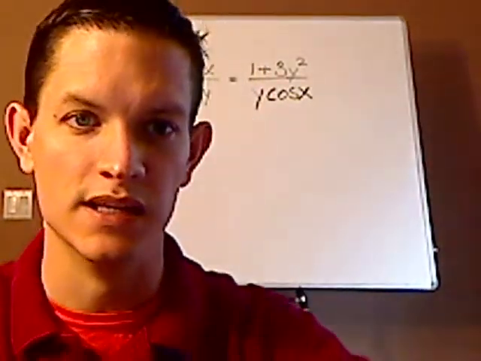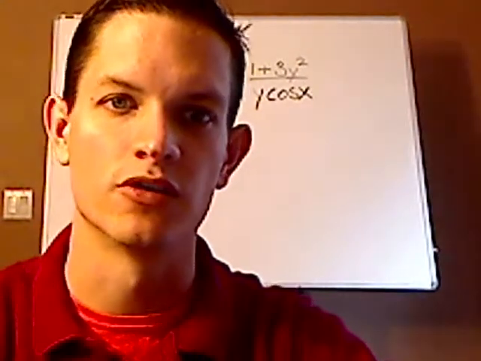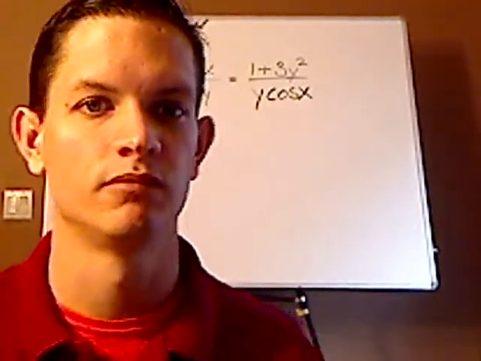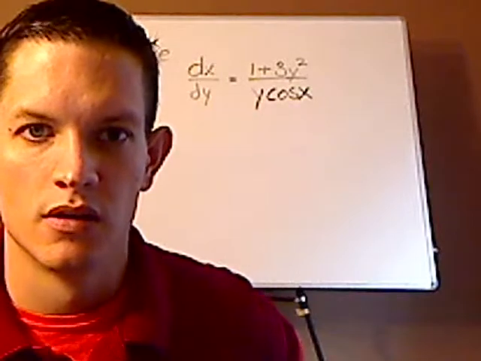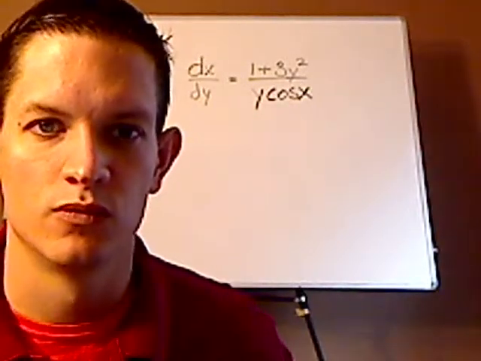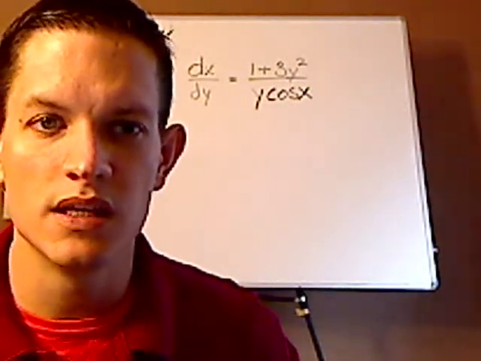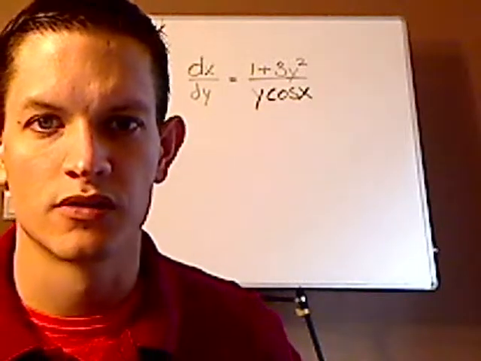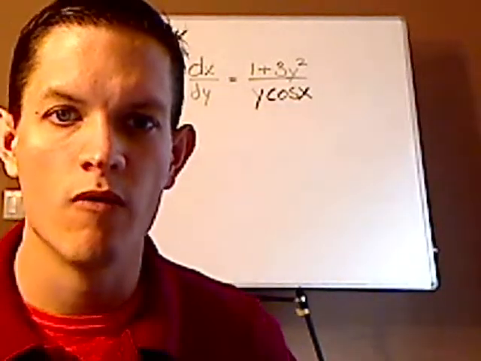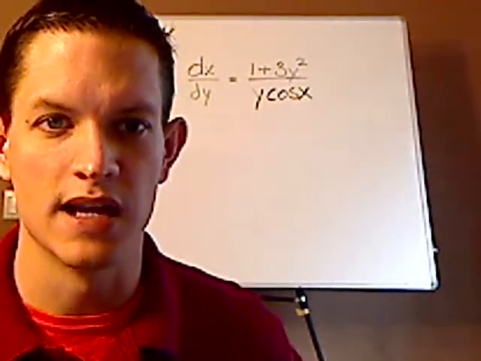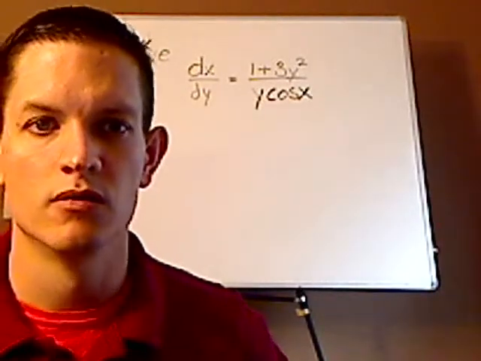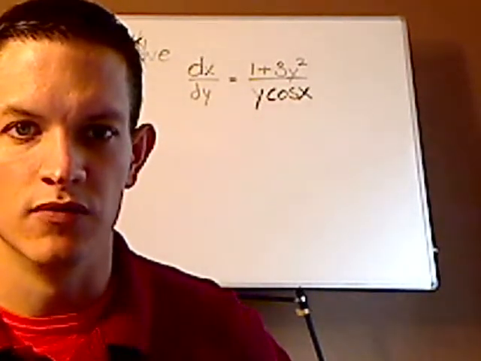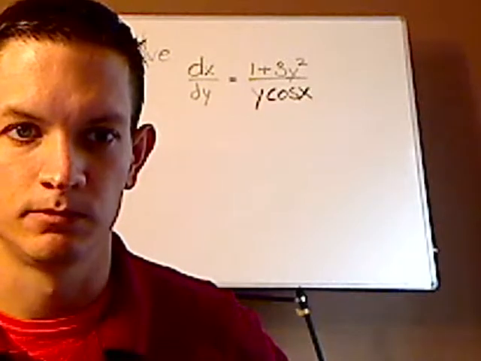Hi, I'm JD, and what we're going to be doing today is a first order differential equation, and we're going to solve it. It's dy/dx equals (1 plus 3y squared) over (y cosine x). So if you would, pause the video and see if you can try to do this one on your own.